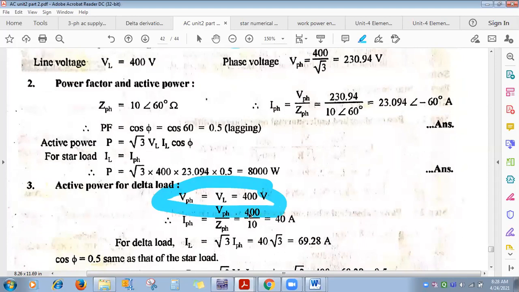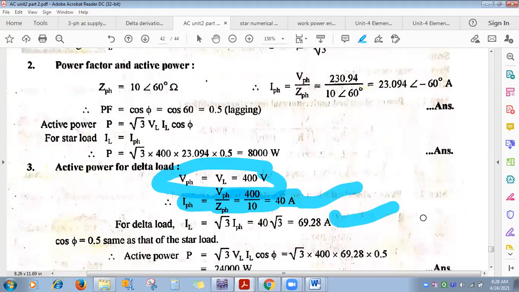And now VPH is 400 and ZPH is given 10. So you will get current 40 ampere. Got it? For delta. So IPH, IL also you can calculate. IL is root 3 times IPH, isn't it? Now the same load is there. If Z is same, so what about the power factor?